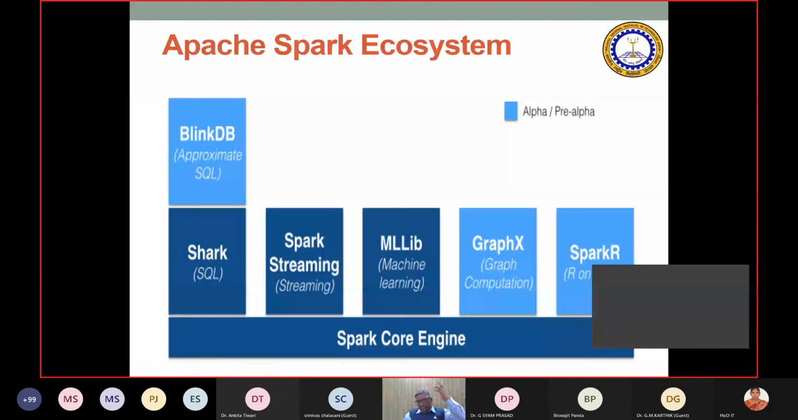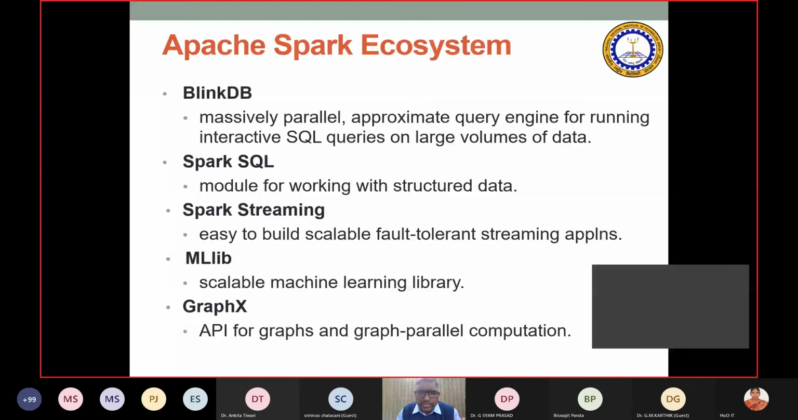The Spark ecosystem is such that some components are in the alpha stage, and some have been built. So there's a machine learning library and Spark streaming, and these are available, right? So these are different things. BlinkDB is the database that is used. Spark SQL works with structured data. Spark streaming builds fault tolerant streaming applications. MLlib is for machine learning. GraphX is for graph parallel computation, right?